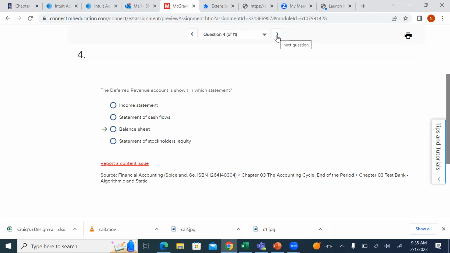And guys, if there's only 39 questions, you're already learning what 10 of the answers are. The deferred revenue account is shown in which statement? What is deferred revenue? A liability. If you think it's a revenue account, it'll mess you up, won't it? But it's a liability. It's the only account that's called revenue that's not a revenue account.